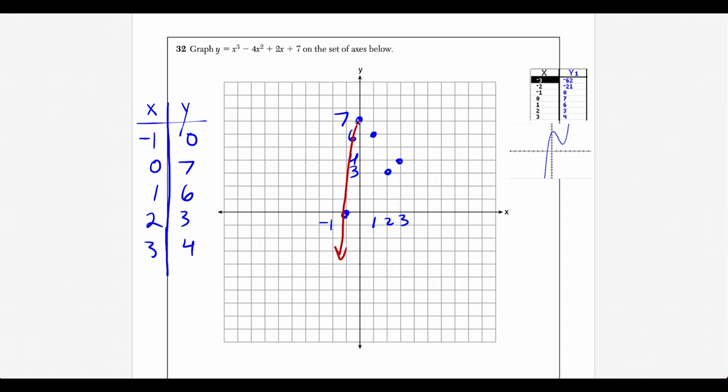So then over here, for the next part, we're dropping down. And then we start to turn. Let's try that one more time like this. So we're going down and then we're going back up. Okay, so this is a graph of our function and this would get us the full credit. I would include the table, plot the points, and connect them to the best of your artistic ability.